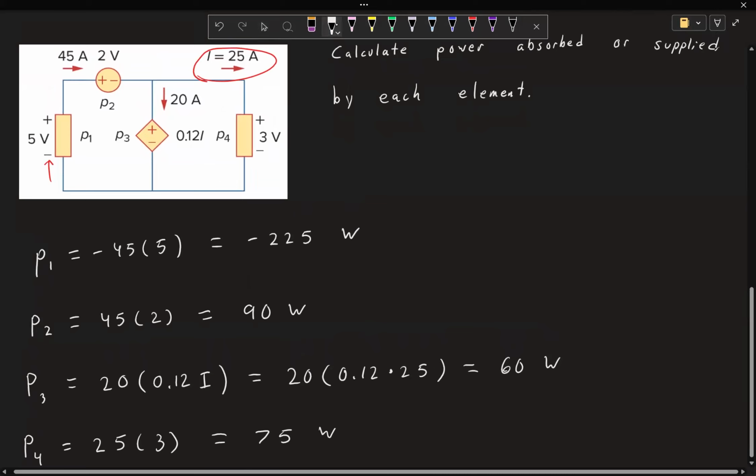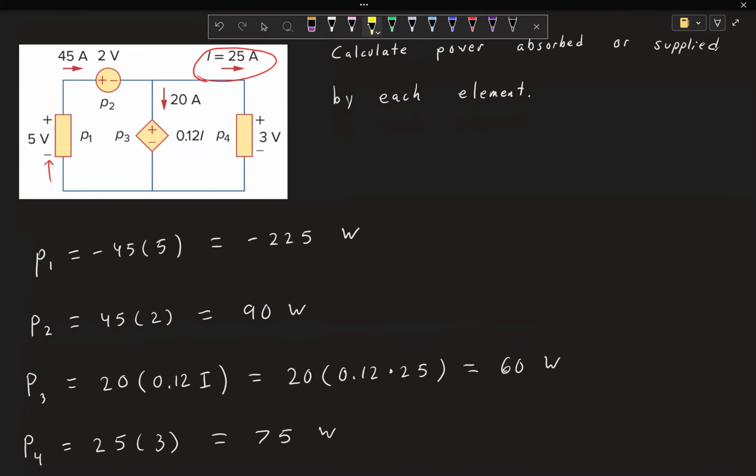Okay, now we can check if we got these right by just using conservation of energy. So for a circuit, conservation of energy is that the sum of all the powers in a circuit equals 0. And we can see we've got this negative 225. So earlier we said if it's negative, that element is supplying power, and if it's positive, that element is absorbing power.